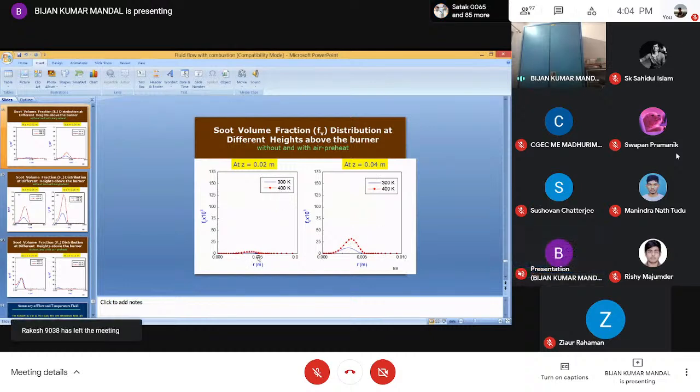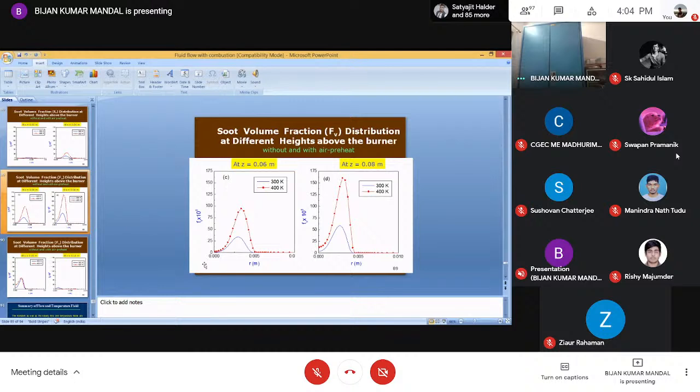You can see that there is practically no fluid in this case. It is there, it is more with preheated air. If you go to the next height, that is 6 centimeter, you can see soot formation has increased. At that height more soot is available and more with preheated air. Then Z is equal to 0.8, the situation is same, and it is much more with preheated air.